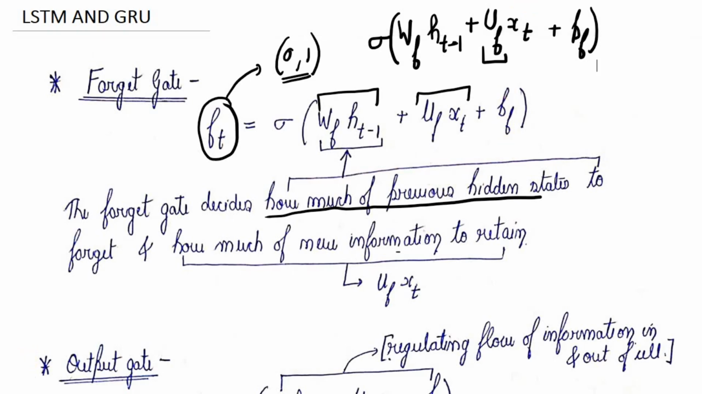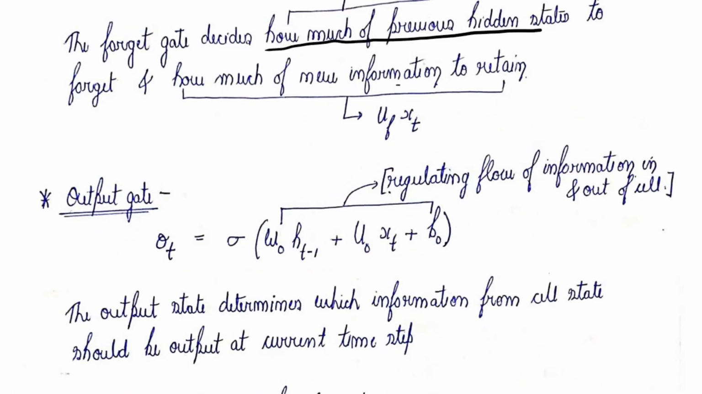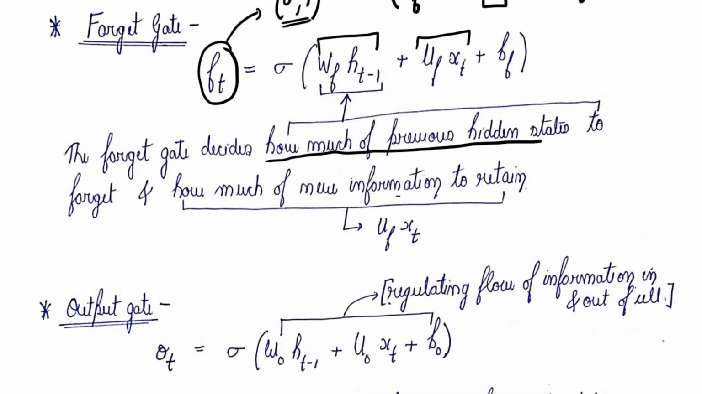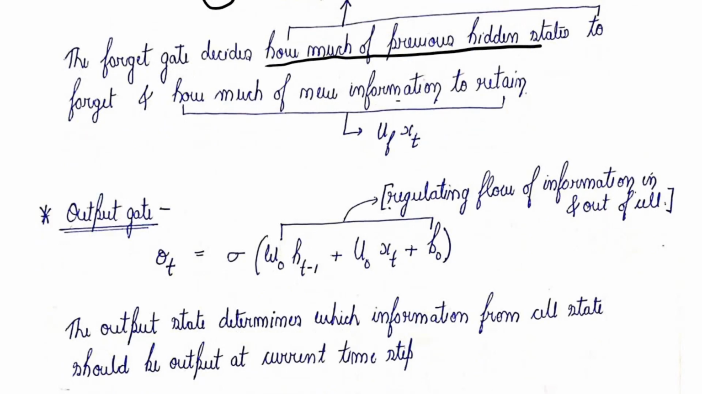Now we come across another gate which is called an output gate. Before going to the output gate, we just spoke about a gate which is called a forget gate. The amount of information which it needs to forget, and the amount of extra information which it needs to remember, is put in something called a cell state. The cell state holds the amount of information to be kept in the network, and the output state will regulate the flow of information in and out of the cell.